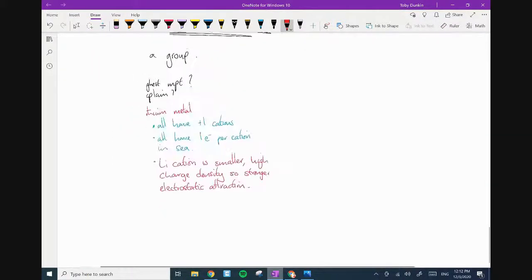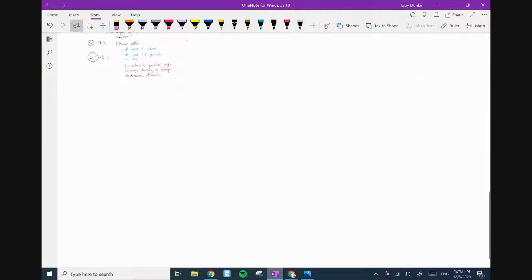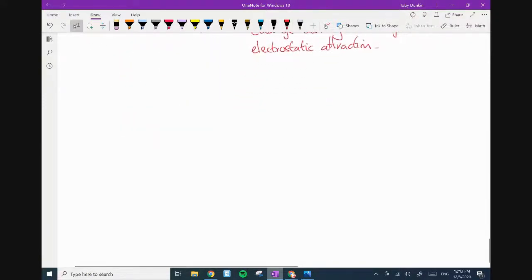I don't know why it's not moving. That was weird, isn't it? Go figure. So, A-level alloys.